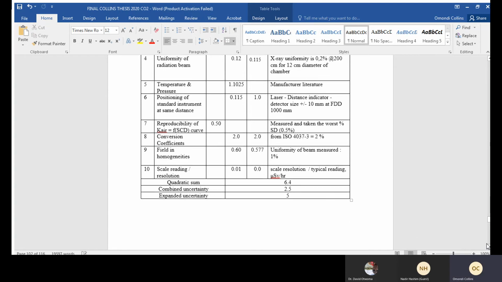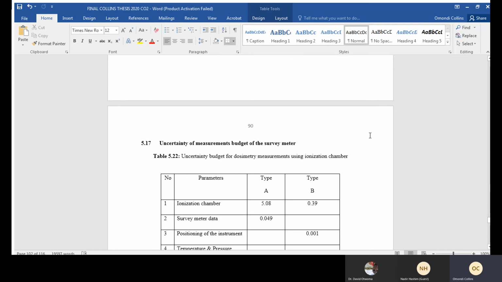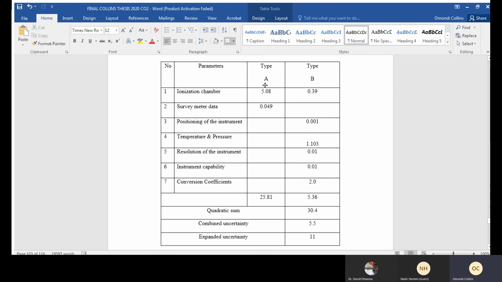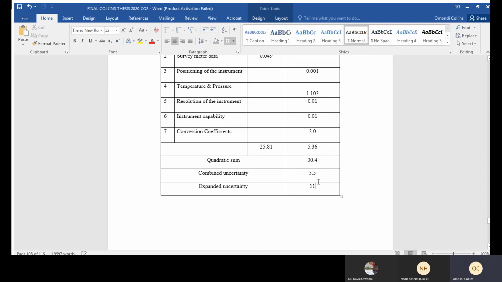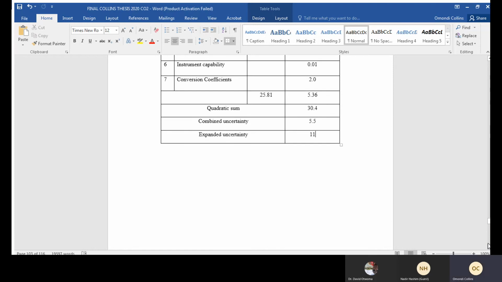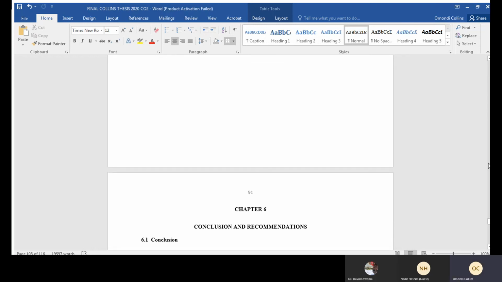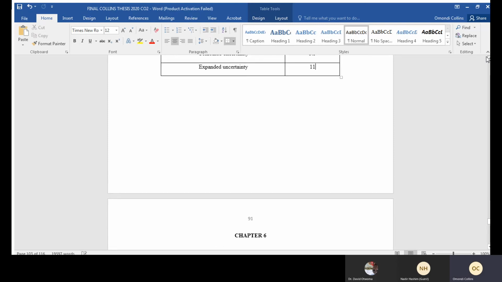Then for the survey meter, for the client equipment, we pass that 5% to the client equipment. So the chamber, the 5%, the meter itself, the temperature, pressure, and all these other factors, it's almost double. It comes to around 11%. So this means the capability of the reference is better by almost half of the client equipment. So that was the last experiment.